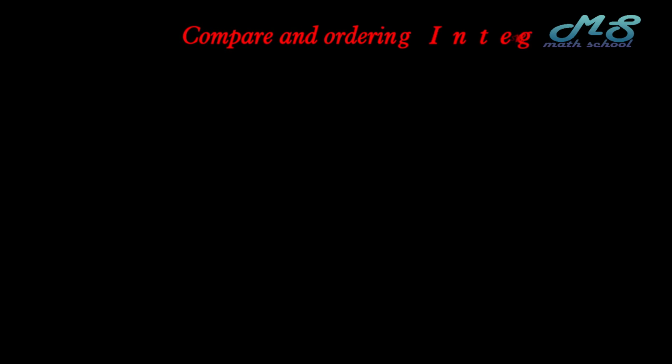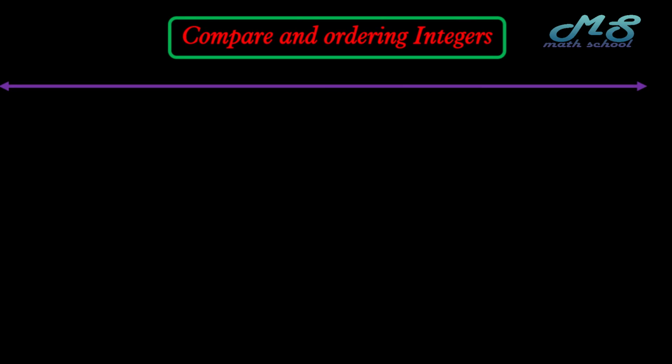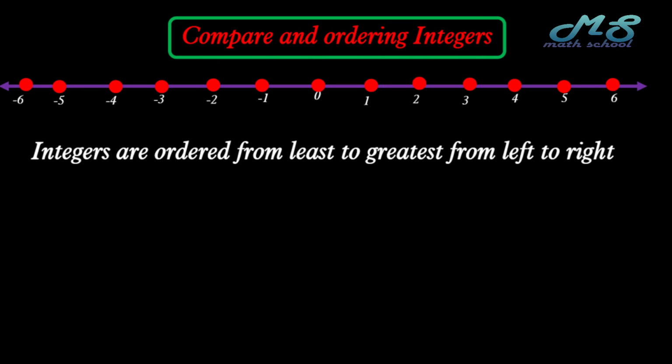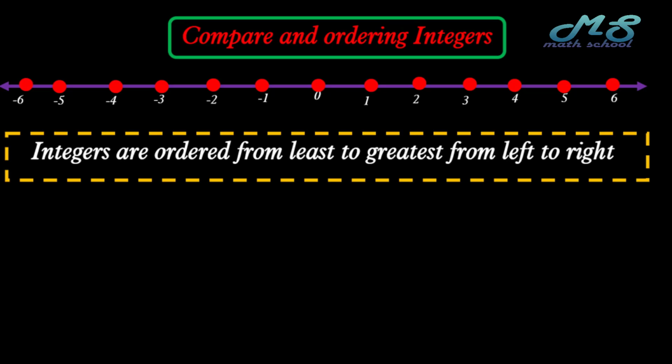Next, comparing and ordering integers. We studied before the set of integers on the number line. The main idea of comparing and ordering integers is that integers are ordered from least to greatest from left to right. This is the main idea. We will take some notes.